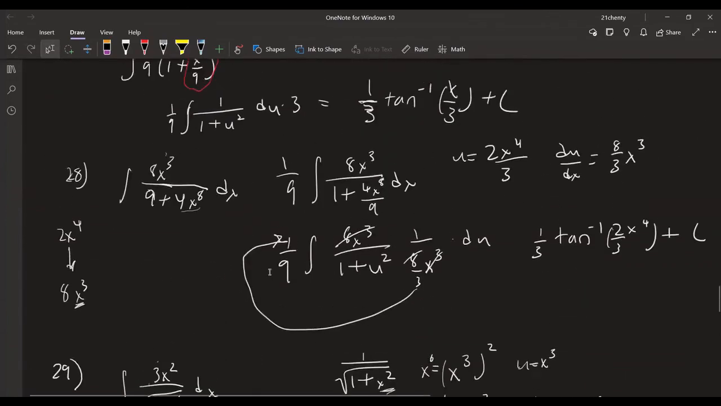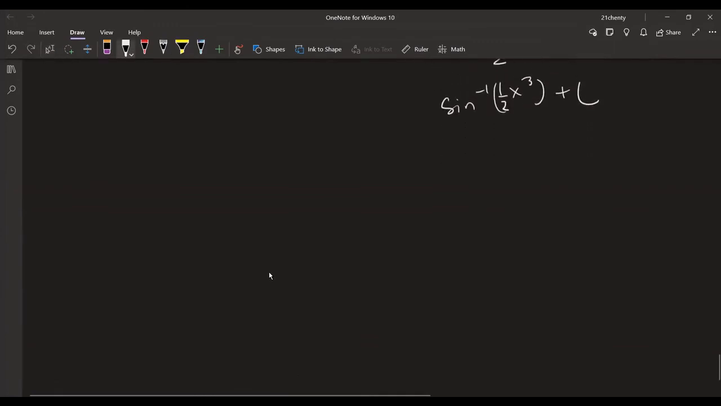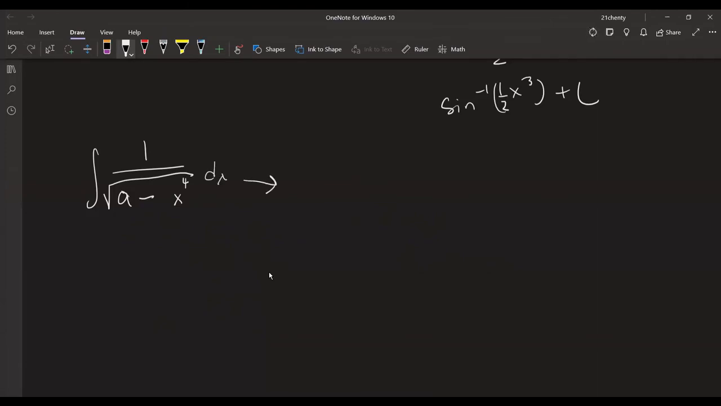It can be, but you just got to know the techniques. So as a general rule, if you have 1 over a radical and then some number a minus some other thing squared, or to any power, for example x to the 4th, then you can just factor out this a and get 1 over the radical of 1 minus x to the 4th over a, and then you can just do u equals x squared over rad a in this case.